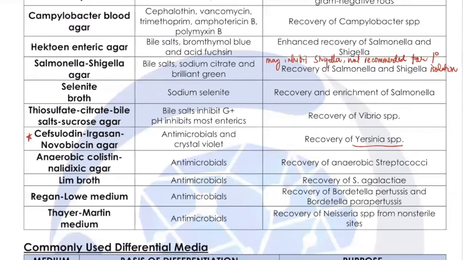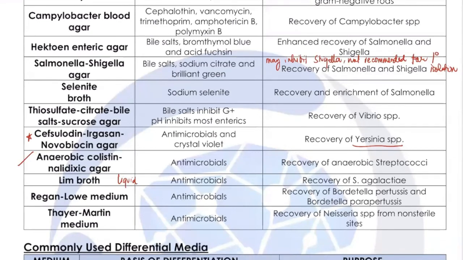Then this is utilized for the recovery of anaerobic streptococci. Then we also have the limb broth. The limb broth also contains colistin and nalidixic acid. It has the same content, colistin and nalidixic acid. It's just that it is a liquid media. This other one is agar, or solid.